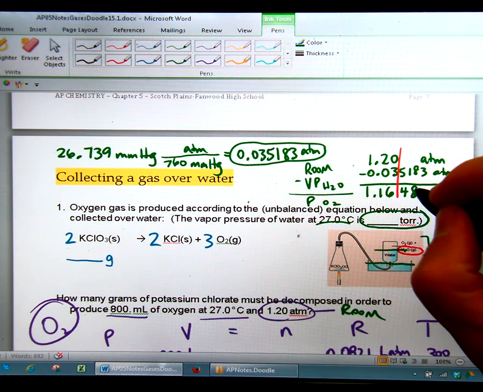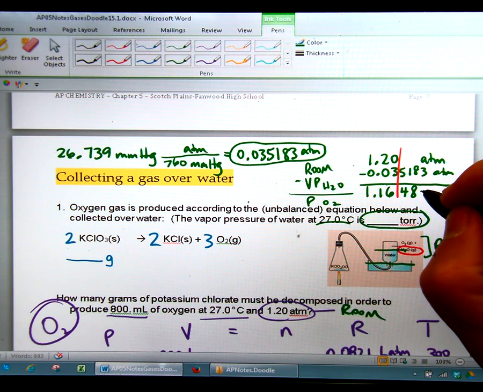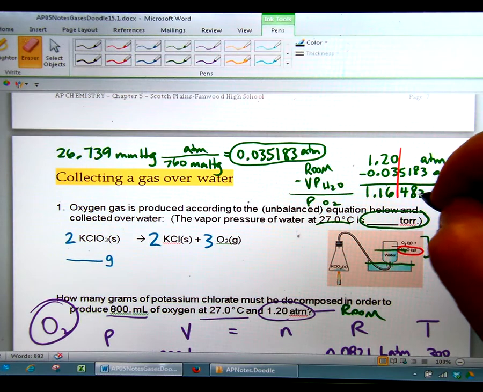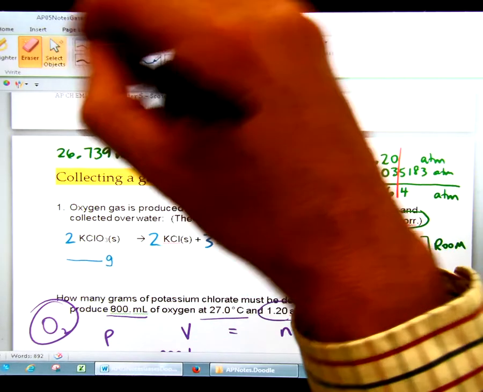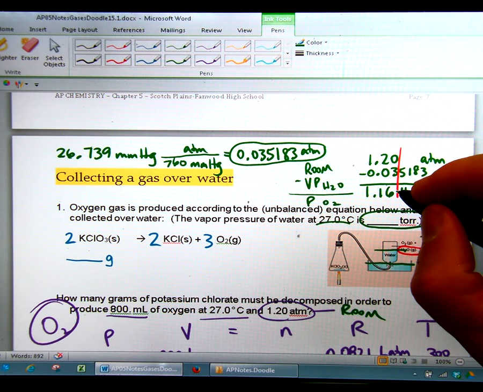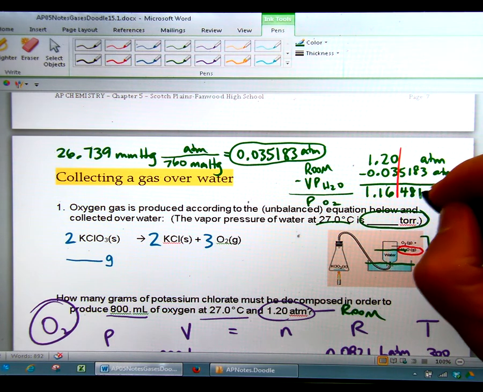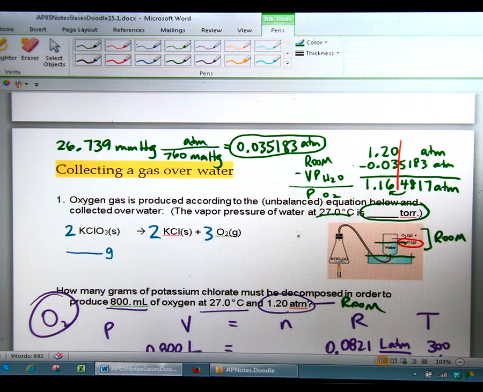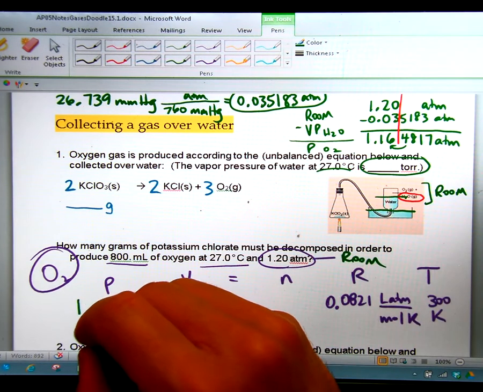Let's see if I'm doing this right. 1.16482 or 17. Okay, I see what happened here. Anyway, the sig figs are not going to matter. 1.164817. Okay, but you've got to cut it off here. This is not going to round that up, so the answer is going to be 1.16 ATMs. So that number is going to be the pressure of just the oxygen.